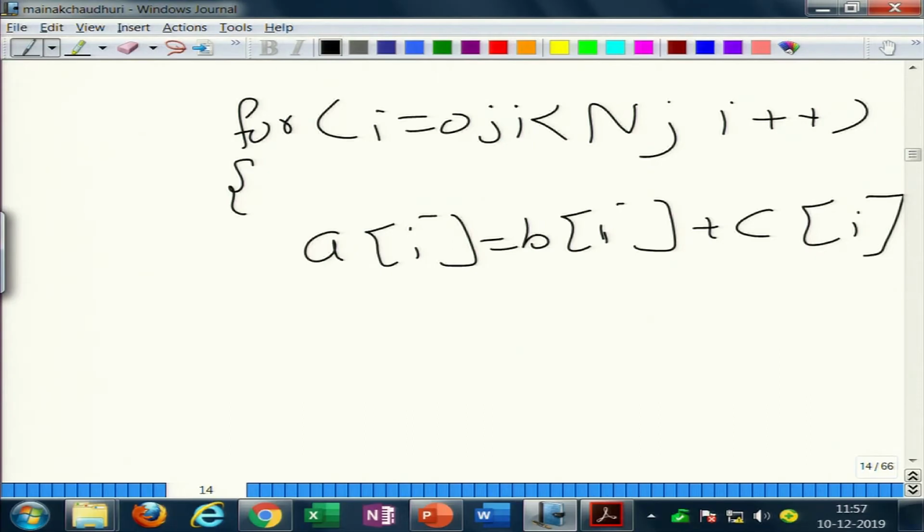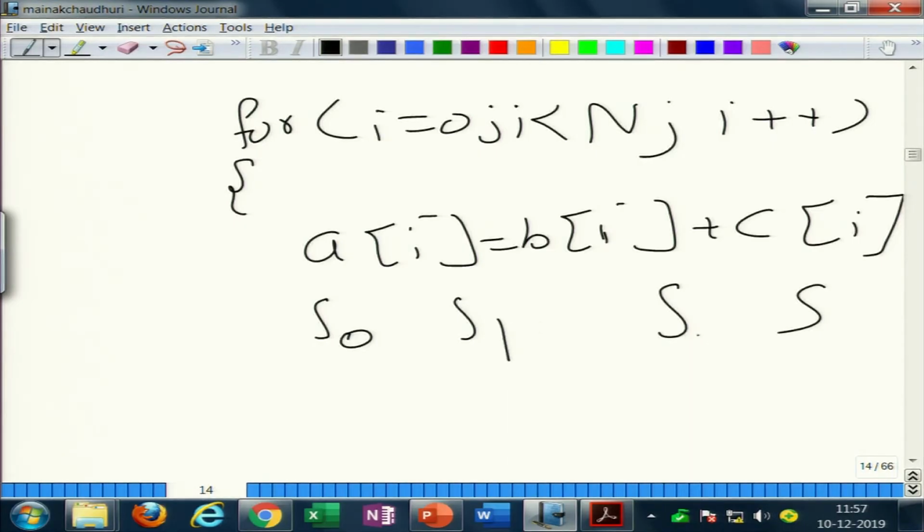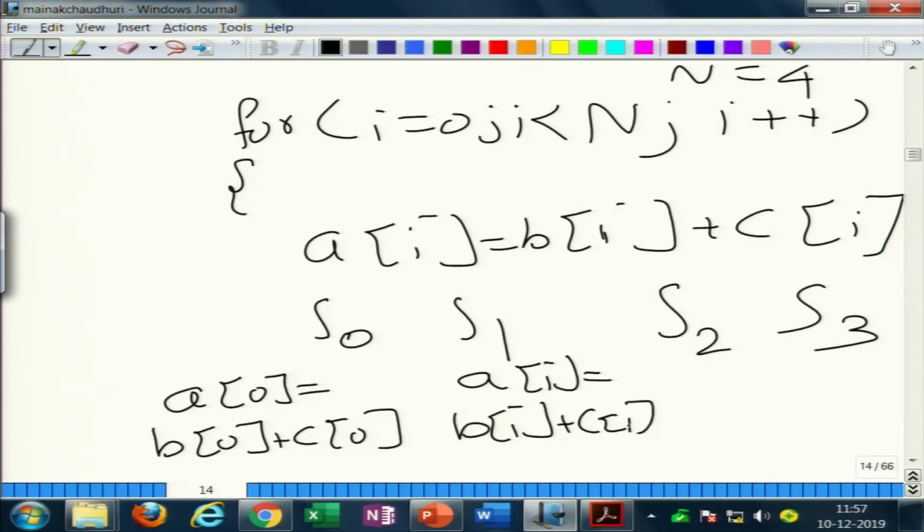It's an index, right? Suppose I launch 4 threads: 0, 1, 2, 3. Thread 0 should work on element 0, thread 1 should work on element 1, this one should work on the second element, and so on. Suppose n was defined as 4. So thread 0 should do a of 0 equal to b of 0 plus c of 0. This one should do a of 1 equal to b of 1 plus c of 1. Correct? And the same thing like this.